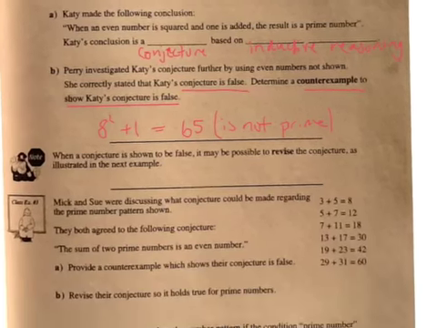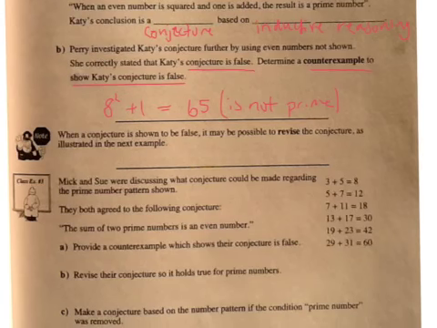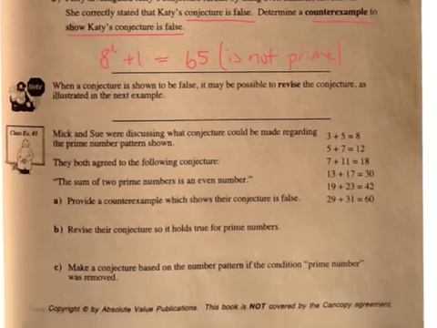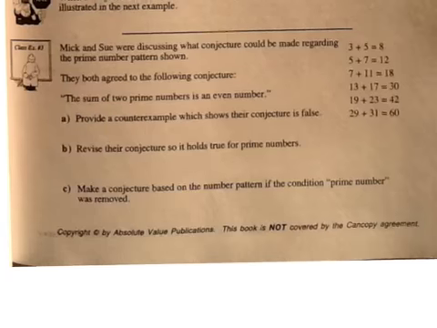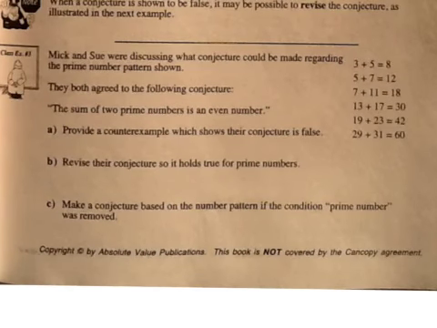So when a conjecture is shown to be false, it may be possible to revise the conjecture as illustrated in the next example. So Mick and Sue were discussing what conjecture could be made regarding the prime number pattern shown. They both agreed to the following conjecture. The sum of 2 prime numbers is an even number. Provide a counterexample which shows the conjecture is false.